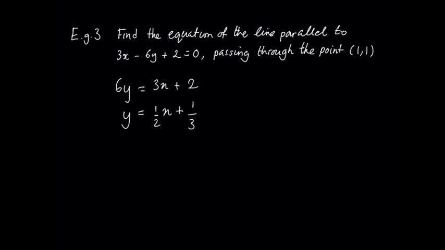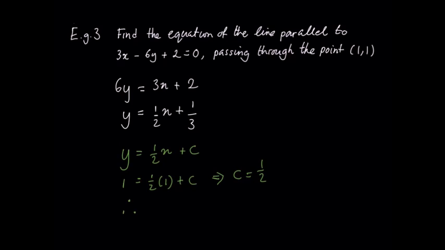So we want to find the line parallel to y equals a half x plus a third that passes through the point 1, 1. So the equation that we're looking for is going to take the form y equals a half x plus c. So if we plug in those values, 1 and 1, we'll get 1 is equal to a half of 1 plus c. So that's going to imply that c equals a half. So therefore, our equation is going to be y is equal to a half of x plus a half.